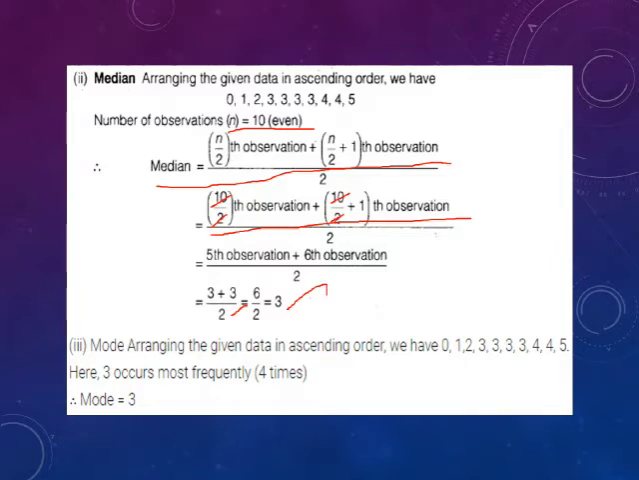Then mode. Mode is the most frequently occurring digit. So here 3 is repeated 4 times. So the mode value is 3.